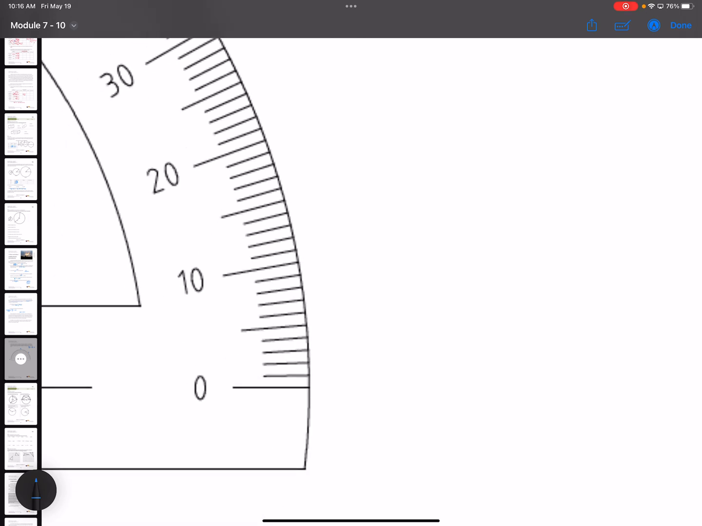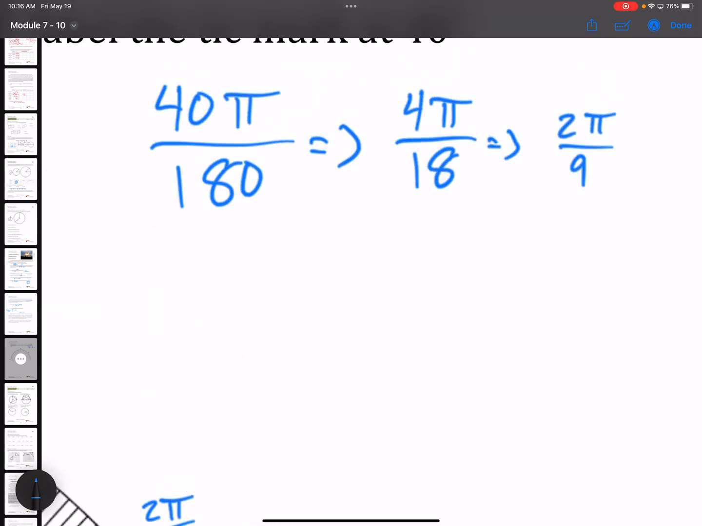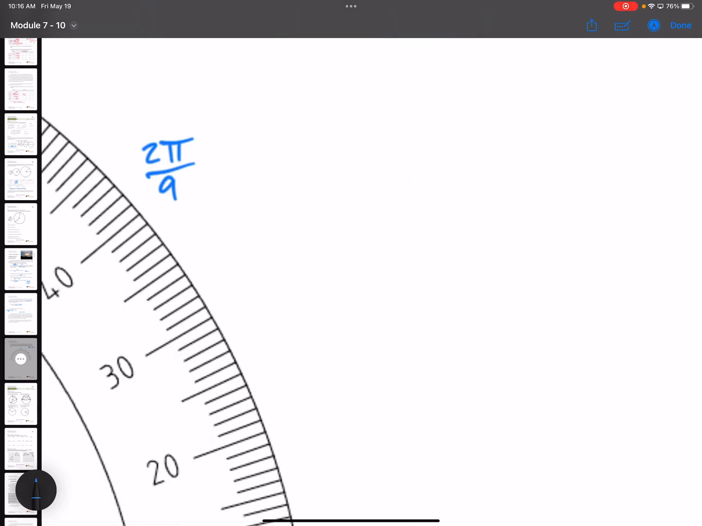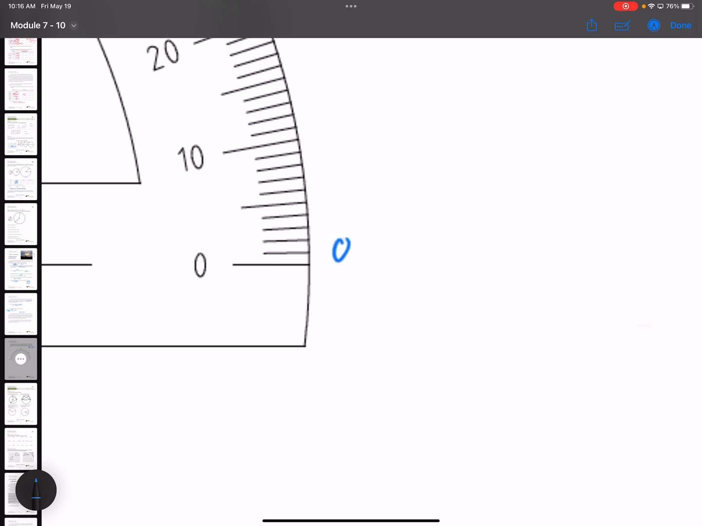So 0, what would we need to do with 0? We would do 0 pi over 180. What's 0 times anything? Well, except for 0. What is 0 divided by anything? Undefined. Nope. Anything divided by 0 is undefined. Close. But 0 divided by anything is still just 0.